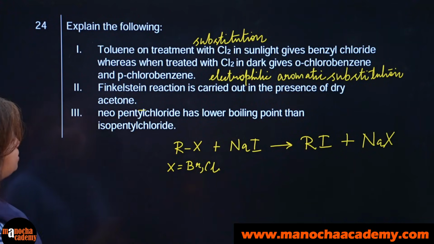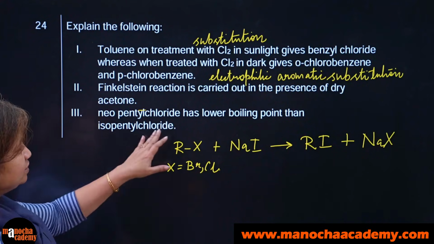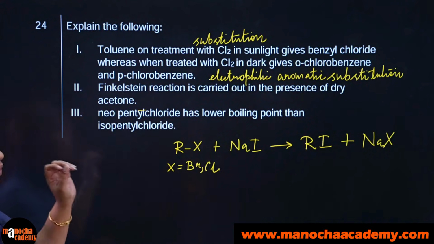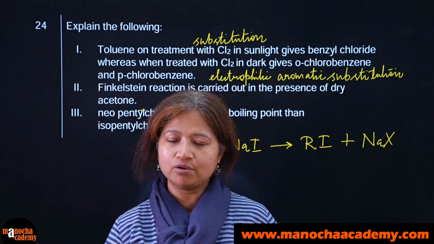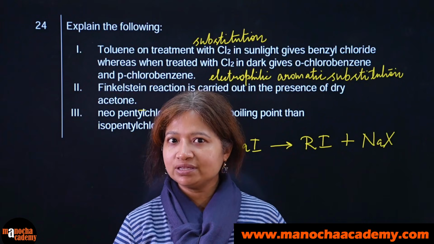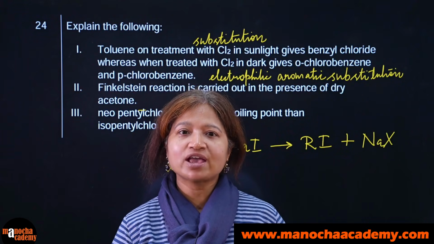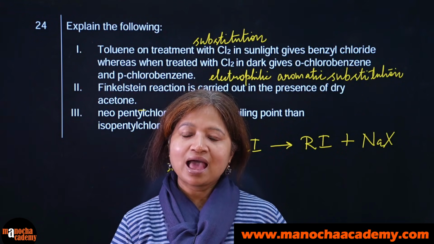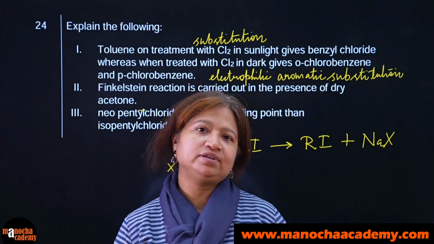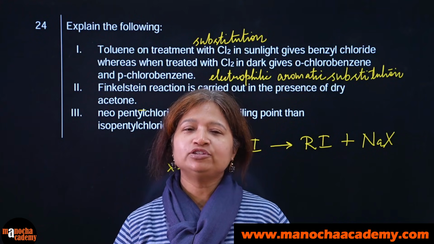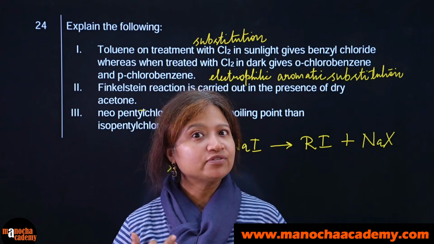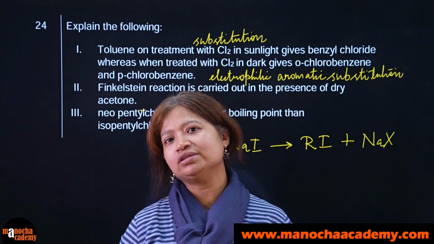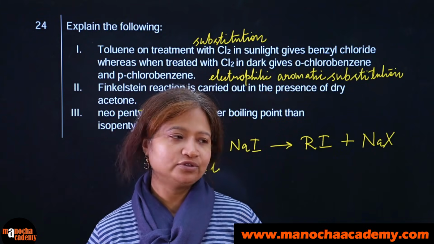That's the second part. Now, neopentyl chloride has a lower boiling point than isopentyl chloride. So here you are mentioning neopentyl. We know that as the branching increases for the same molecular mass compounds, what happens? The van der Waals interaction decreases and as a result, the boiling point decreases. So as the branching increases, the surface area decreases, van der Waals interaction decreases, so the boiling point decreases. That's the answer to this question.